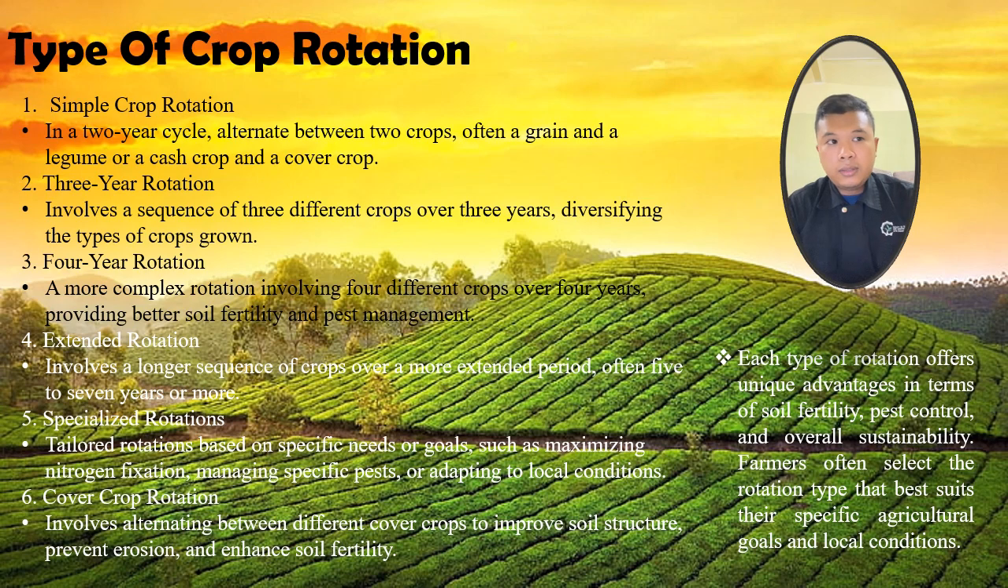So next, let's talk about types of crop rotation. There are several types of crop rotation. Number one is simple crop rotation. In a 2-year cycle, alternate between two crops, often a grain and a legume, or a cash crop and cover crop. Number 2, 3-year rotation. It involves a sequence of 3 different crops over 3 years, diversifying the type of crop grown.